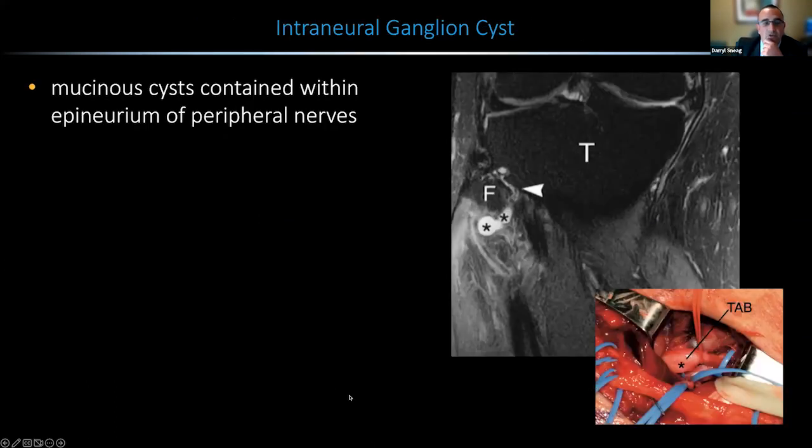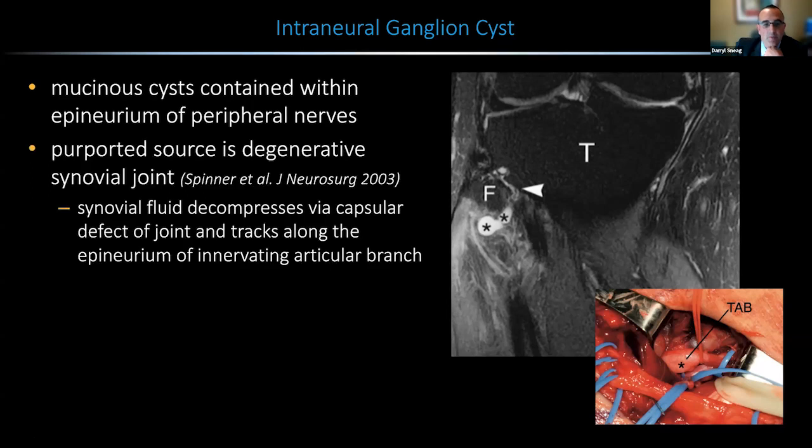So these are mucinous cysts contained within the epineurium of peripheral nerves. They can actually have extraneural components as well. And the purported source is a degenerative synovial joint. The thought is that the synovial pressure builds up and the fluid needs to decompress. It decompresses by a capsular defect of the joint and tracks along the epineurium of the innervating articular branch, as shown here by the arrowhead.